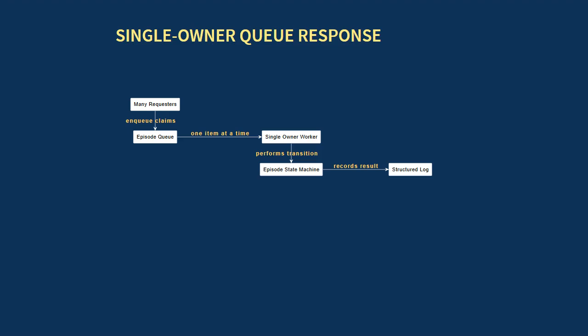A single owner queue routes many claim requests to one worker, so the episode state machine is advanced by one owner at a time. What trade-off does this introduce? You gain simpler ownership reasoning, but you may lose throughput and add queue management. It is a strong fit only when the work can be serialized cleanly.